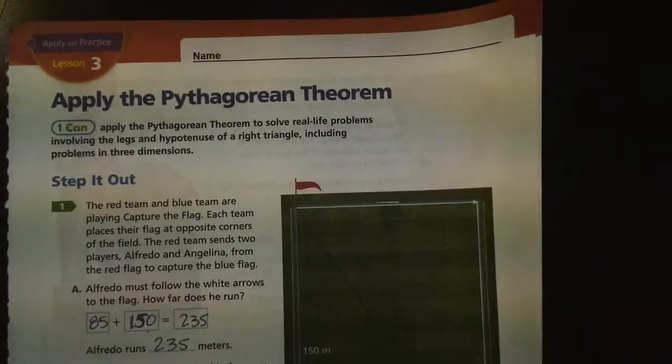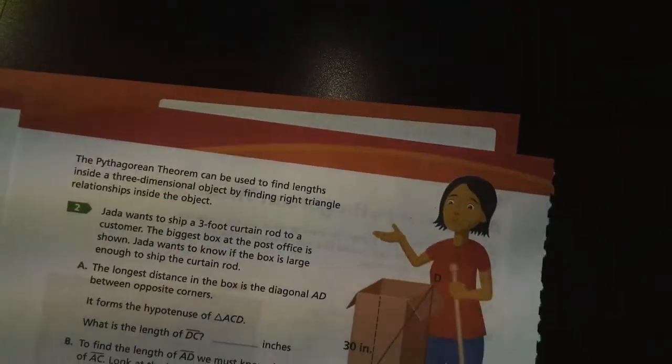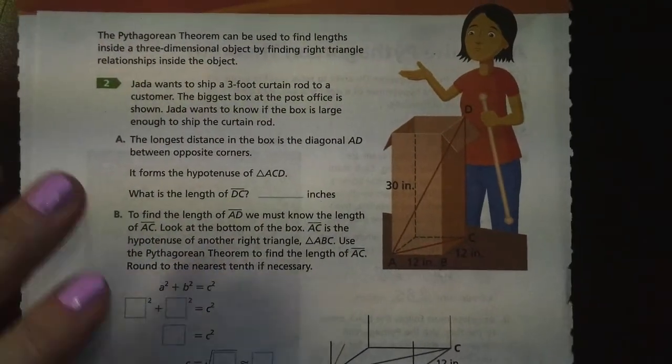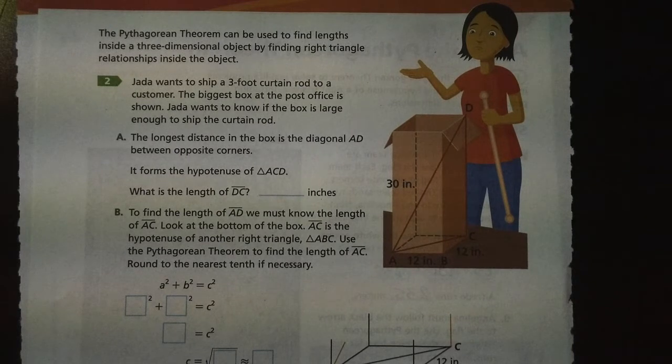All right, so let's move on. Question 2. The Pythagorean theorem can be used to find lengths inside a three-dimensional object by finding right triangle relationships inside the object. So Jada wants to ship a 3-foot curtain rod to a customer. The biggest box at the post office is shown. Jada wants to know if the box is large enough to ship the curtain rod.